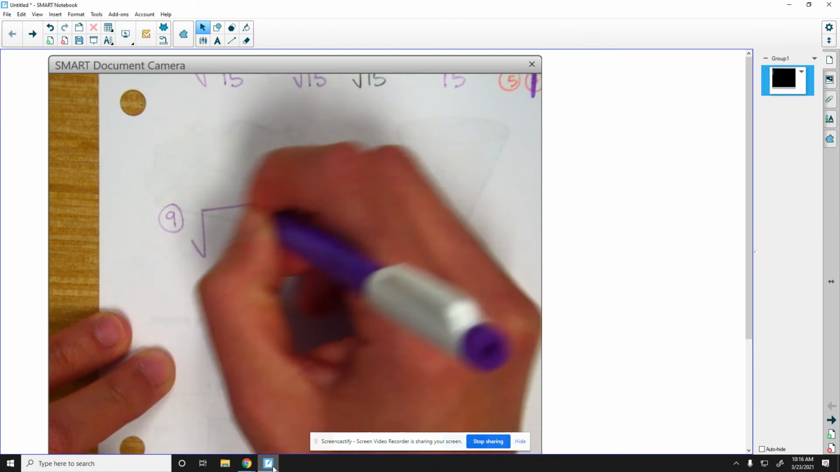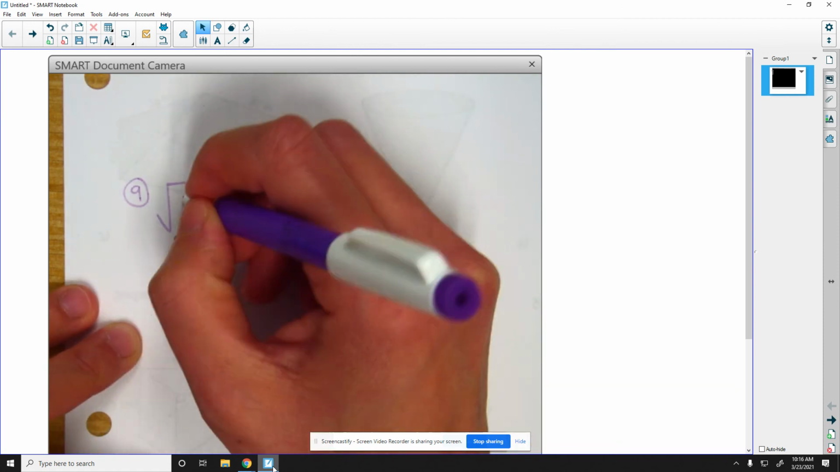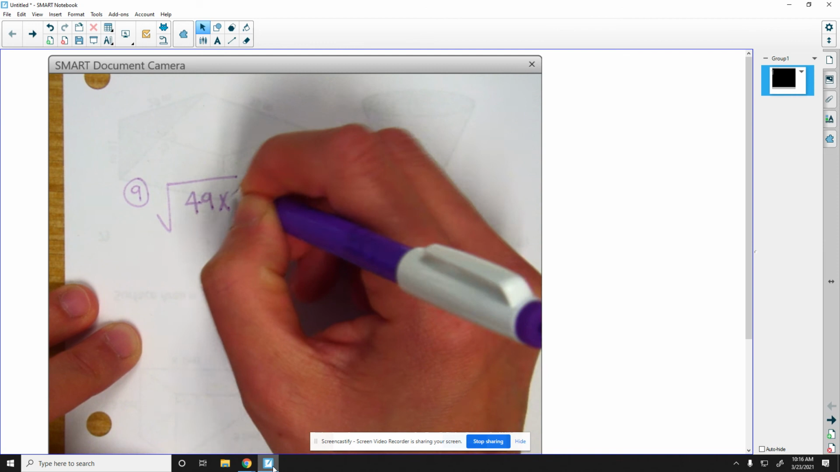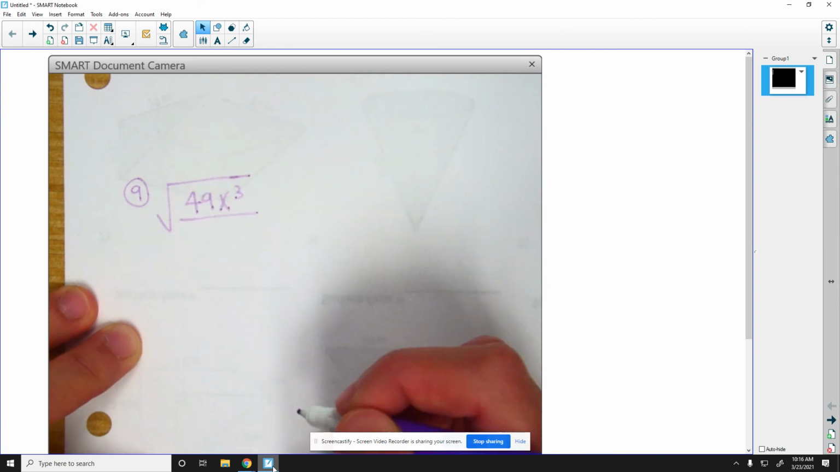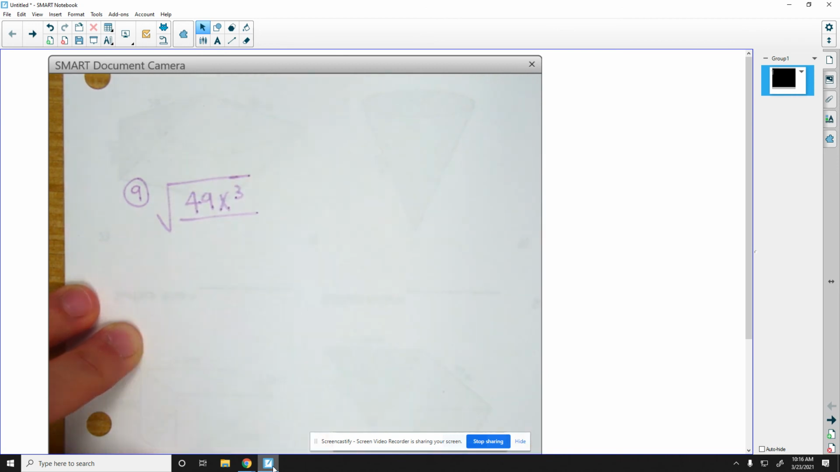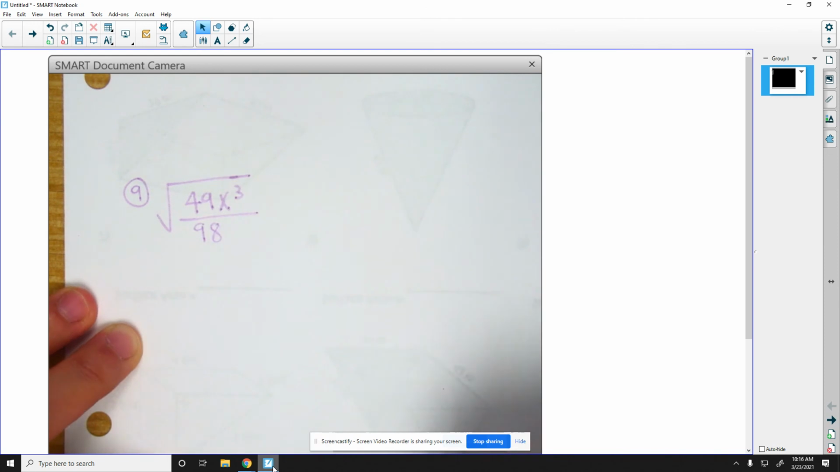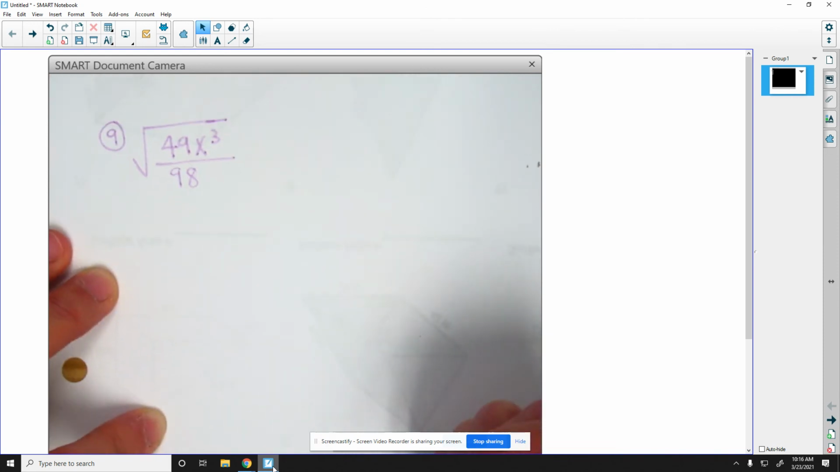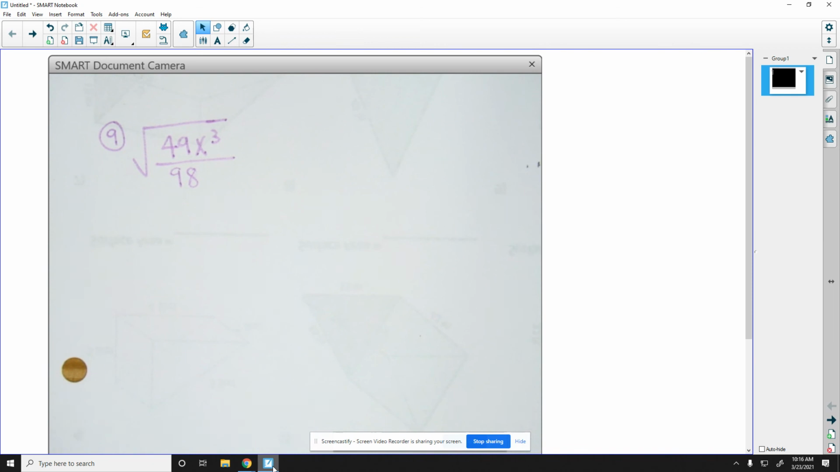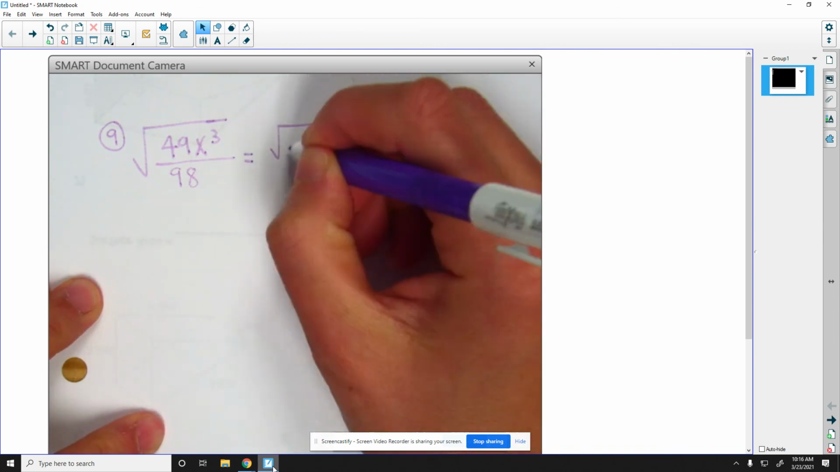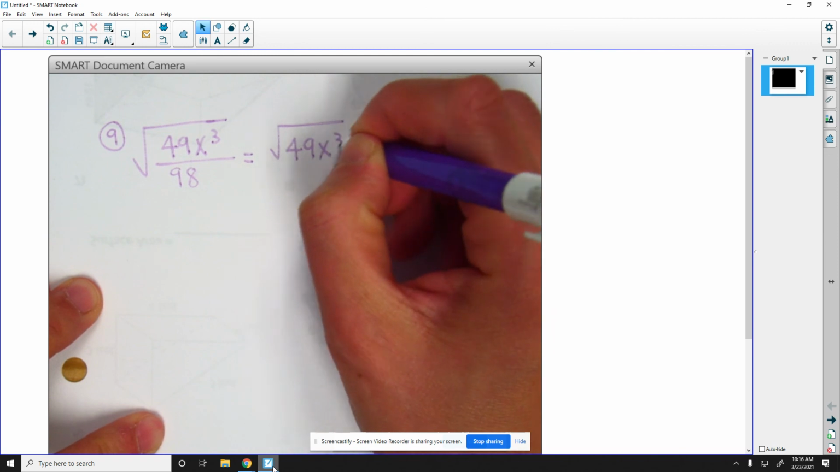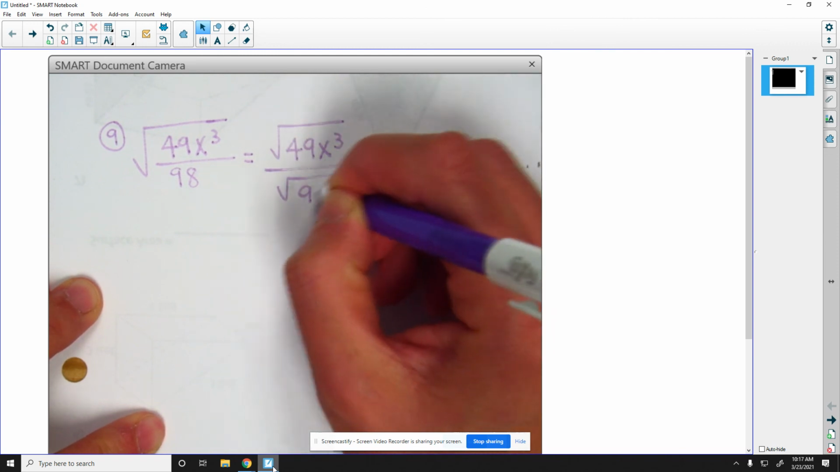Okay, square root of 49x to the third over 98. Square root of 49x to the third over 98. Okay, so the square root distributes to the top and it distributes to the bottom.